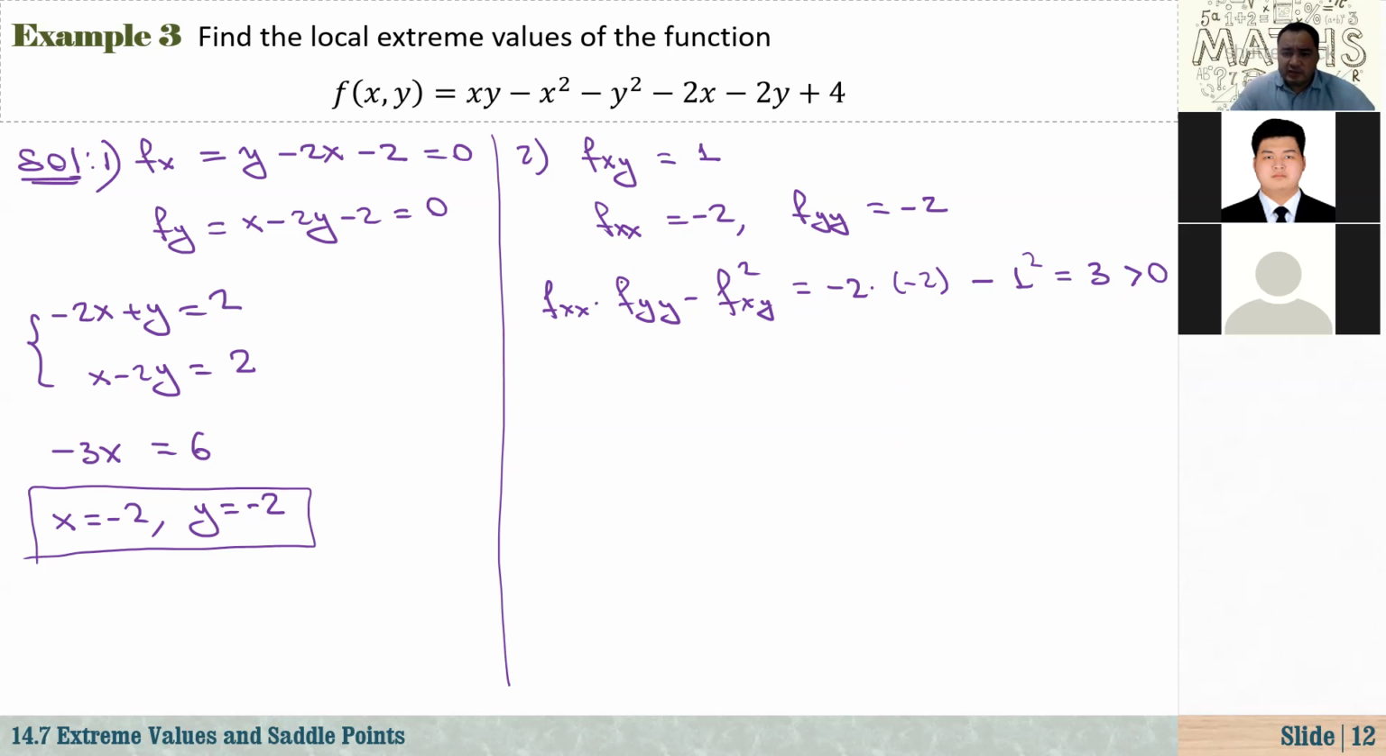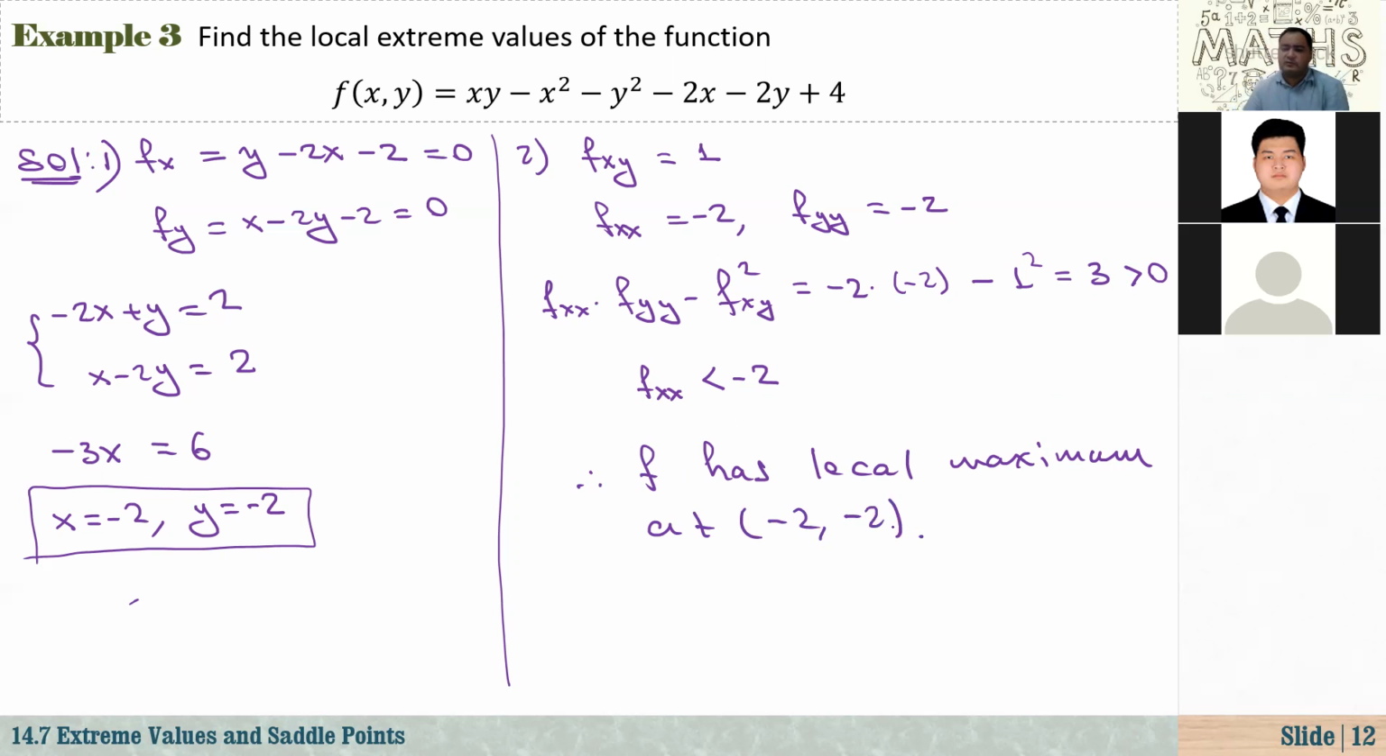So now, also if you notice, here we have fxx. It is less than 0, -2, which means that, again, it's concave down. We can just understand it like this, concave down. So that means that the function has a local maximum at the given point. So f has a local maximum at -2 and -2.